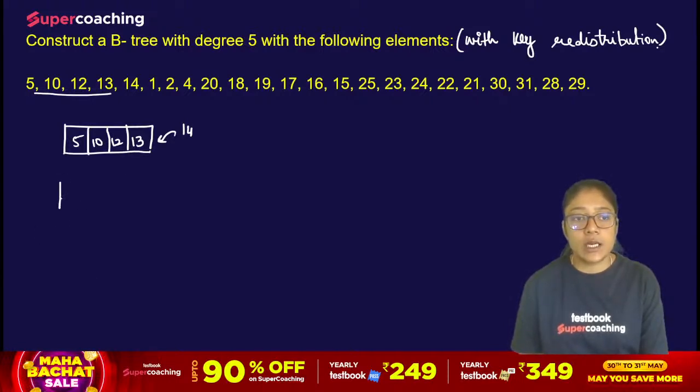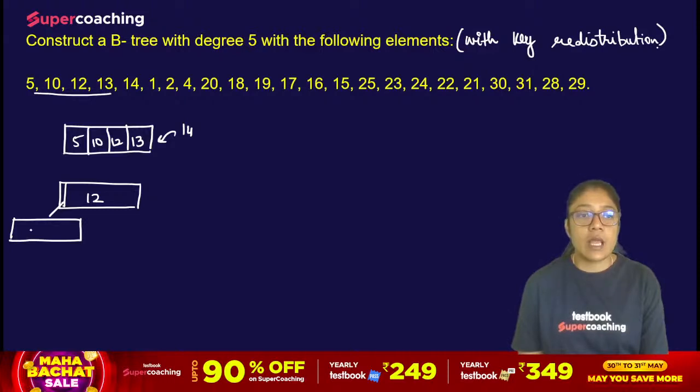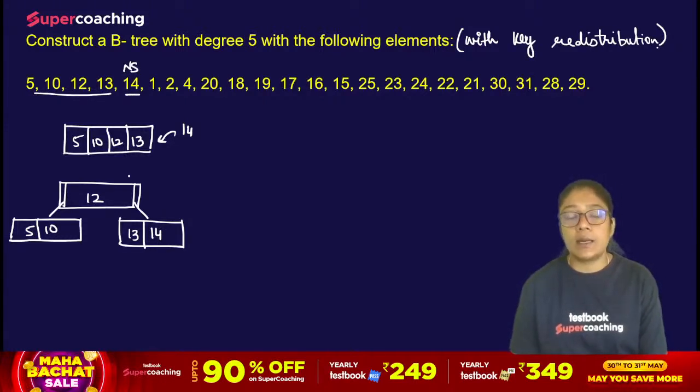So it will result into 12 will go up. To the left of 12 will be having 5 and 10. यहाँ पे कोई possibility नहीं थी key redistribution की, so that's why we are going for node splitting. Worst case में तो node split करनी ही पड़ेगी, so this is 13 and 14. So first node splitting is taking place when we want to insert the element 14.